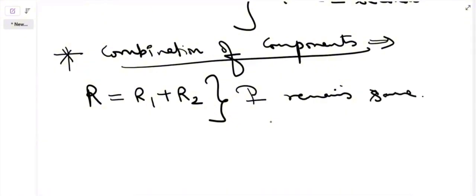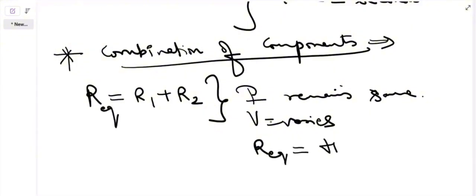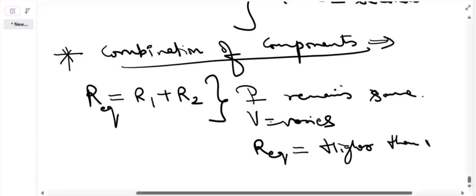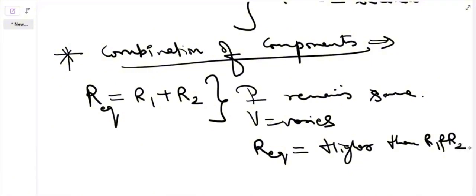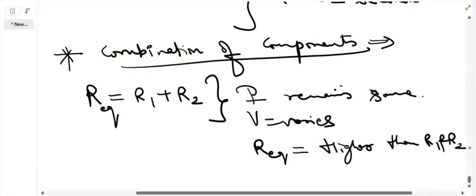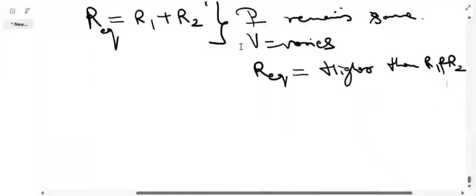Okay. And here your voltage changes. Yeah, it varies. And your resistance equivalent is always higher than the components, or I should say, let me write R1 and R2 separately. It will always be higher. Done. So resistance is always high in this particular circuit.